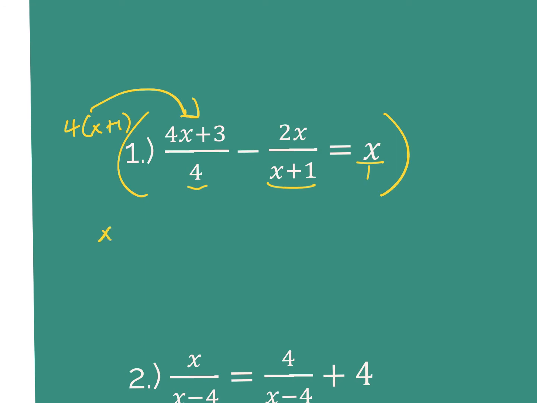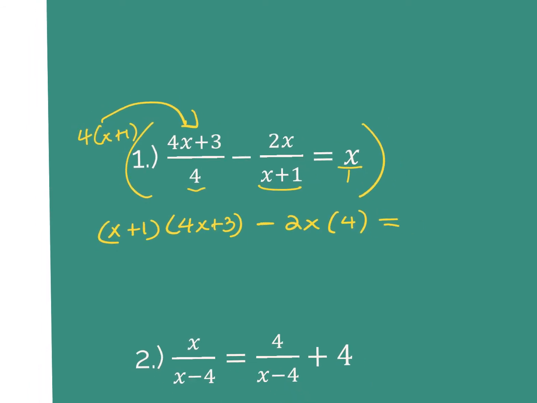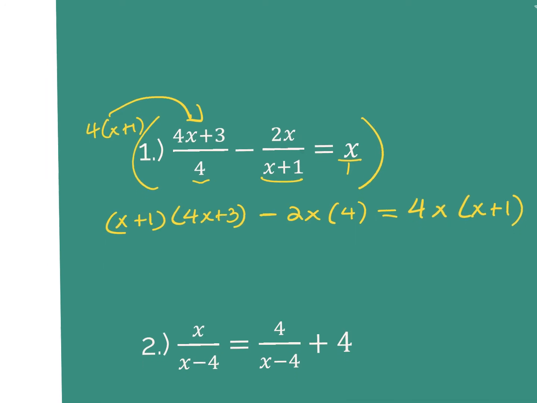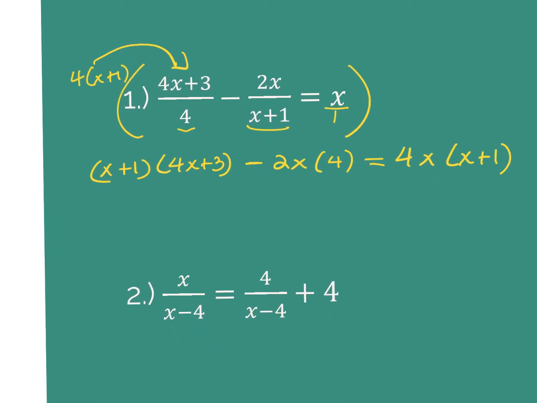So I'm going to be multiplying the numerator, x plus 1 times 4x plus 3. The next term is negative 2x. It's only missing the 4. And then the last term is missing everything. So I got to multiply 4 times x plus 1. So now what I need to do is FOIL the first part, multiply the second part, and then distribute the last part. This is stuff we already did in the prerequisite chapter.